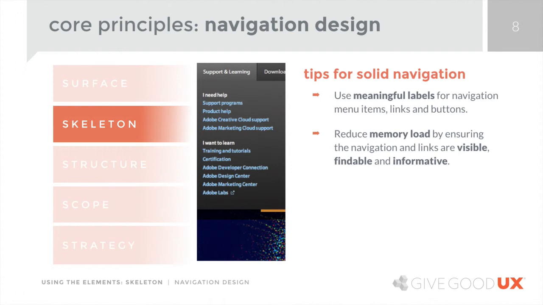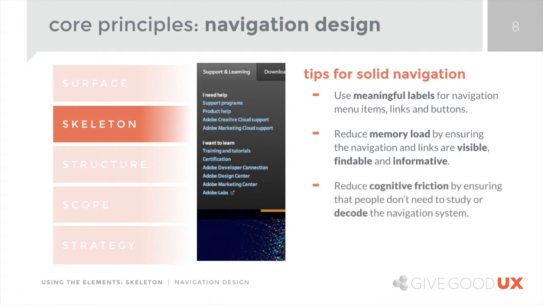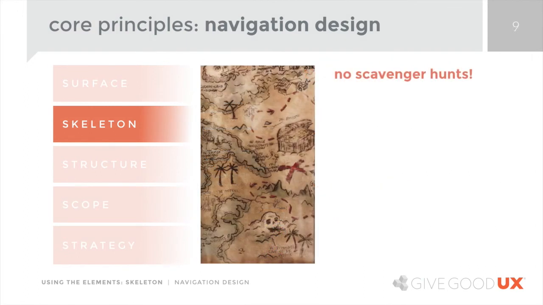The next thing we want to do is reduce cognitive friction by making sure that people don't have to study or decode the navigation system. What they see there should be obvious, understandable, and intuitive. You want them to be able to find things quickly, and you want them to be able to use what they find. You don't want them to spend time looking for things. Navigation shouldn't resemble a scavenger hunt, okay? Your navigation system isn't a treasure map, so it shouldn't be cryptic.